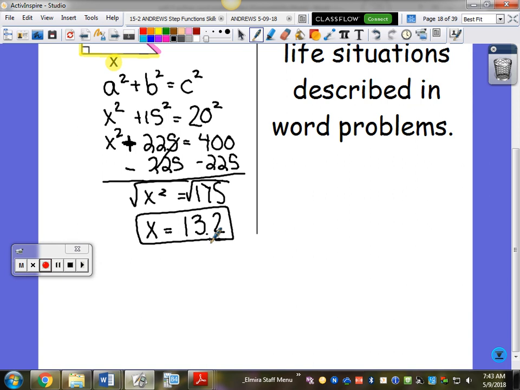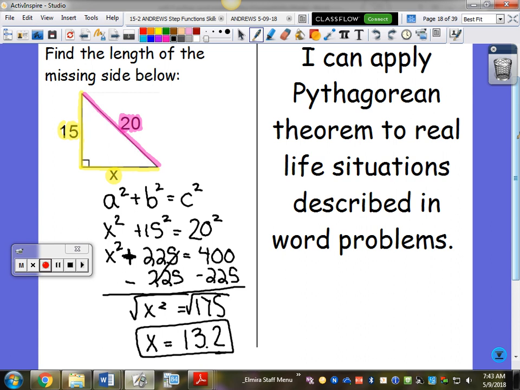Okay, let's go and make sure that makes sense with the other numbers. We don't want a number that's too high or too low. So x equaling 13.2, that makes sense with the other numbers we have. This one should be the largest. Okay, 20 should be the largest, larger than 15 or 13.2, so that makes sense.